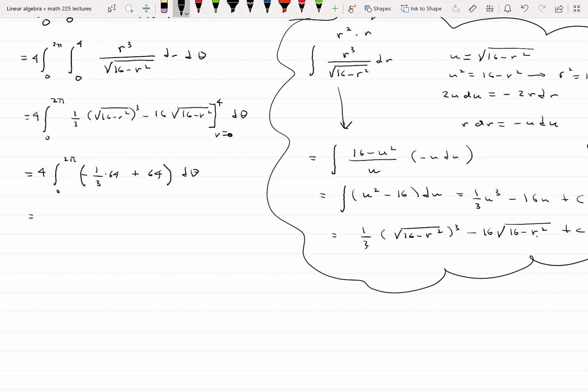In any case, we get, what do we get? I'm going to cut to the chase here. This is 2 pi from the integral with respect to theta times 512 pi over 3. You can verify if you'd like to do the arithmetic.